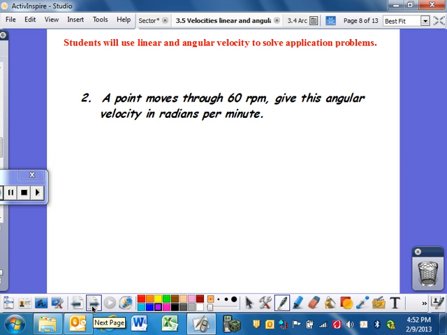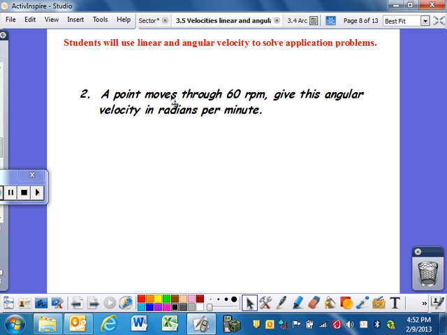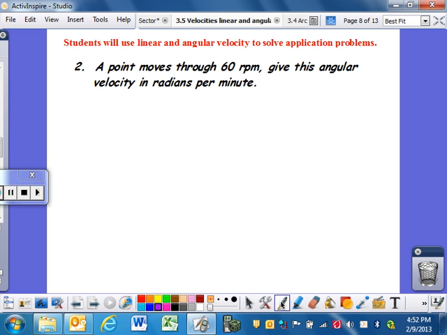Let's say a point moves 60 RPMs. Now, you car people, anything else involving engines, this is relatively easy for you. If I say RPM, what's the R stand for? You want to say this is revolutions per minute. 1 revolution per minute. So instead I actually said it's 60 revolutions in a minute.